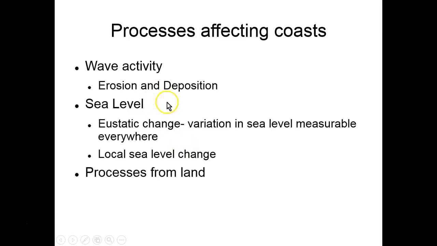Okay, so wave activity affects the coast. Sea level also affects the coast, right? Which I was kind of hinting at with that little area where the canyon had been created there. So there's two different types of sea level. There's eustatic sea level change, which means that the sea level changes all over the globe, whereas there's also local sea level change, which means that the sea level is only changing in one specific area.